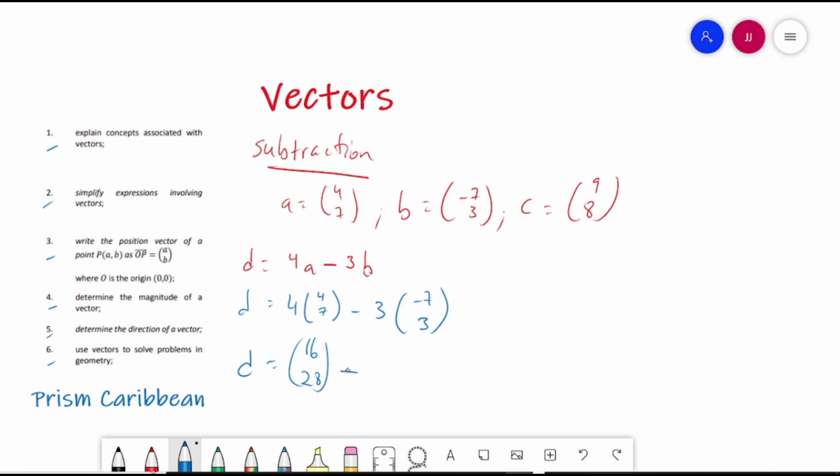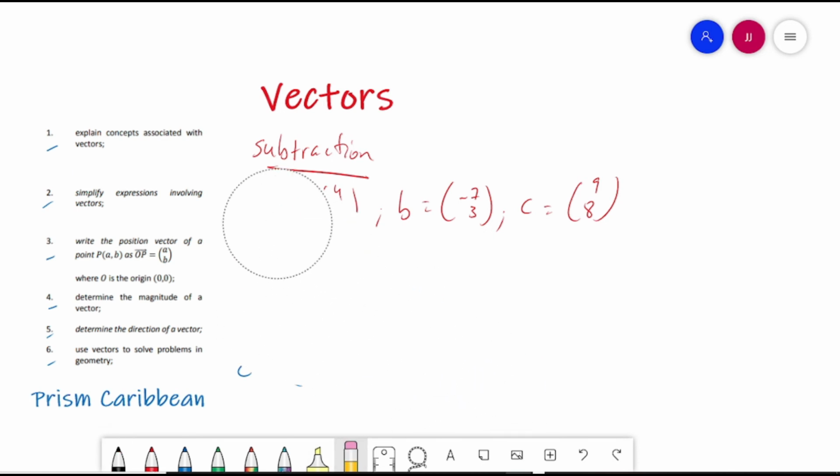Well, what we can do is keep the negative outside. So 3 times negative 7 is negative 21, and we have 3 times 3 is 9. And this will simply give us (37, 19). Again, subtraction in vectors is nothing hard. We just write down what they want us to write down, we substitute, and we solve. And that's pretty much it with regards to vector subtraction.